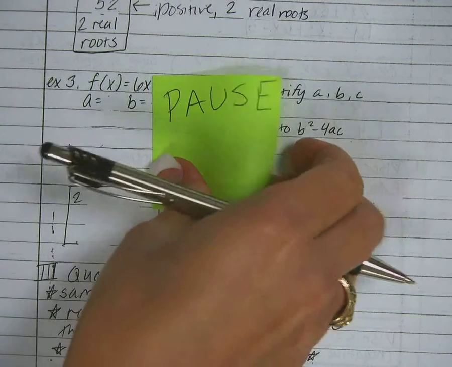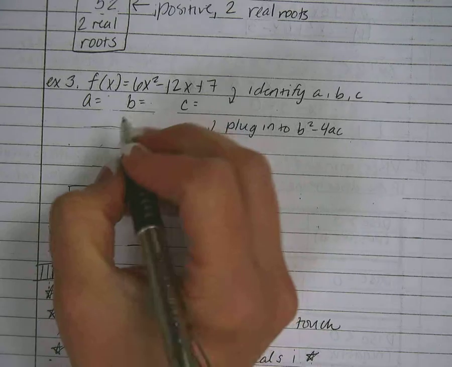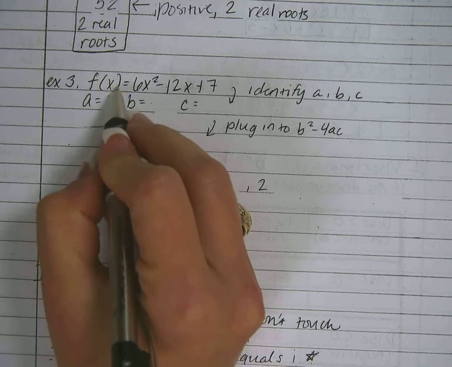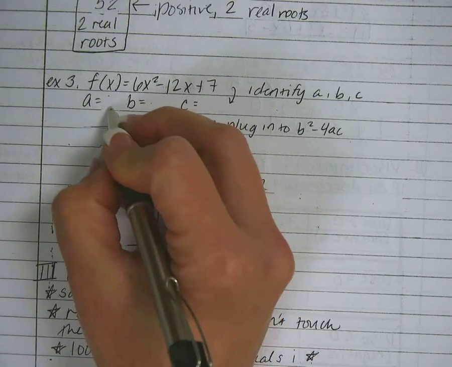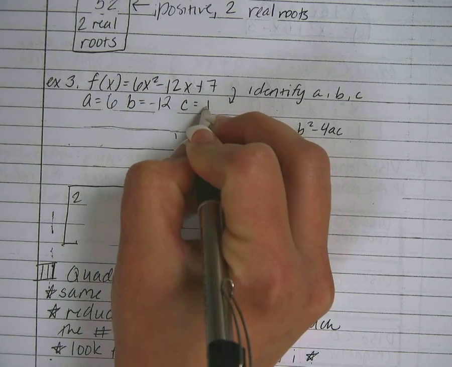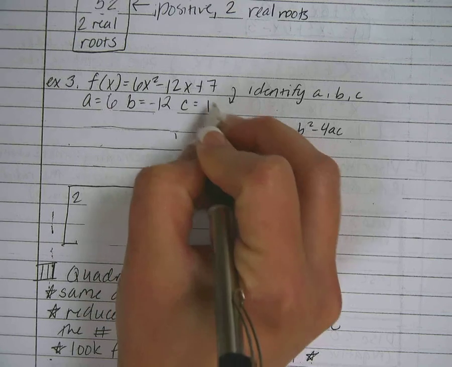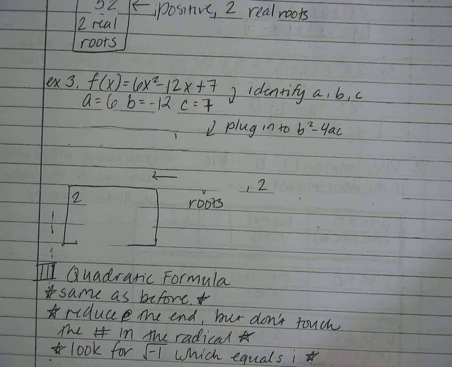Okay, now let's take a look at example 3. Now this is already in standard form. The f of x is the same thing as y. And so a is 6, b is negative 12, and c is 7. This is a plus 7. Sorry, I had to look at my notes key.